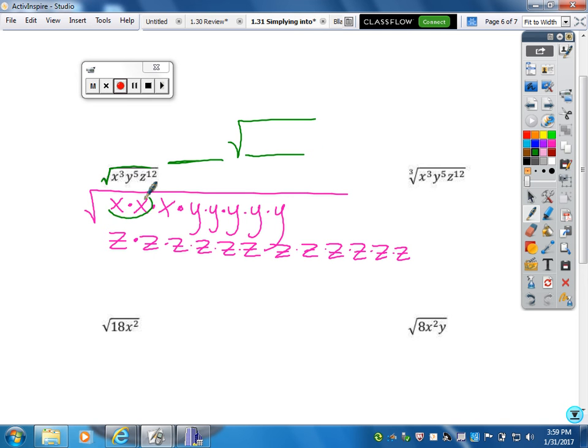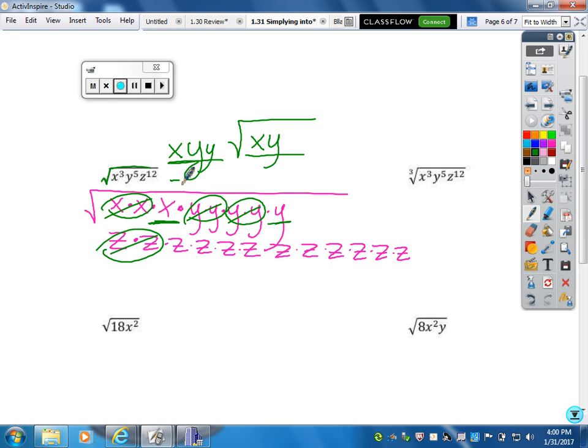Of my x's, I had a pair of x's, get out. Alright, but this little x had to stay inside. Then for my y's, I had a pair of y's, so it goes outside. Wait, I have another pair of y's, so there's another y out there. And then this lonely y stays inside. So let's try out my z's. I had a pair of z's.